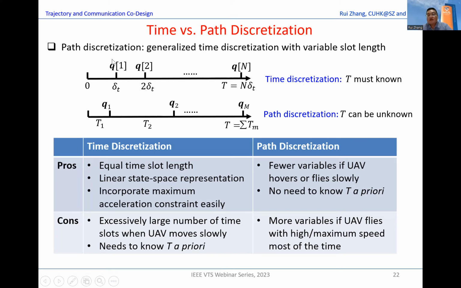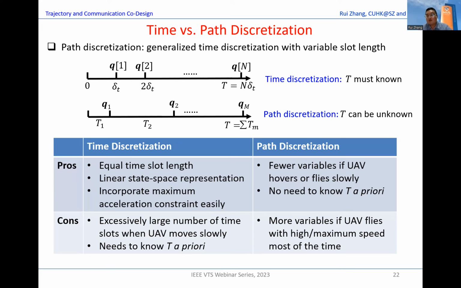Now, the main issue with time discretization is that it may not be a very efficient way to represent the UAV trajectory over time. The reason is, let's imagine a UAV hovers at one particular location for a very long time. It does not move at all for this period of time. But if you use equal time discretization, you have many q_1, q_2, and so on and so forth, that are all equal to the same q, which is the hovering location of the UAV.